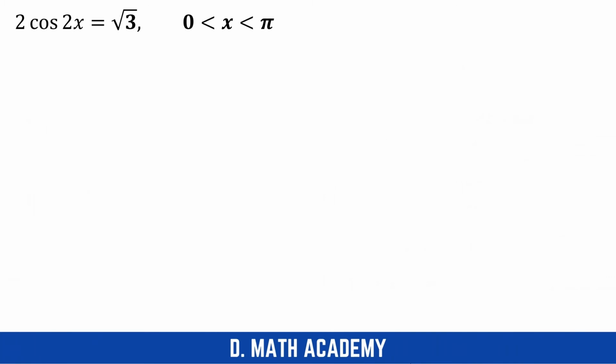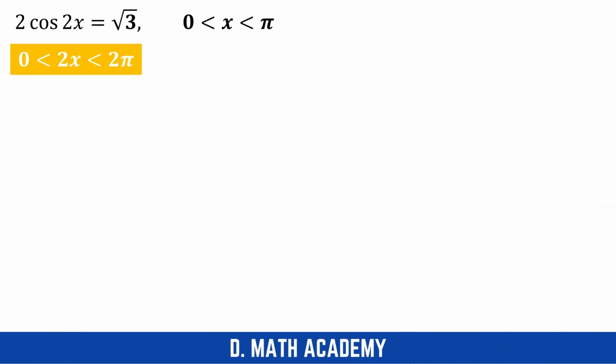So the first one, we have 2 cosine 2x equals to square root 3. So this thing here, you will now notice instead of the usual theta or x only, now they change it into 2x, which means you actually need to identify your new range first. The range given to us was 0 to pi. After multiplying it by 2, you should get 0 to 2 pi. So this is our new range here.